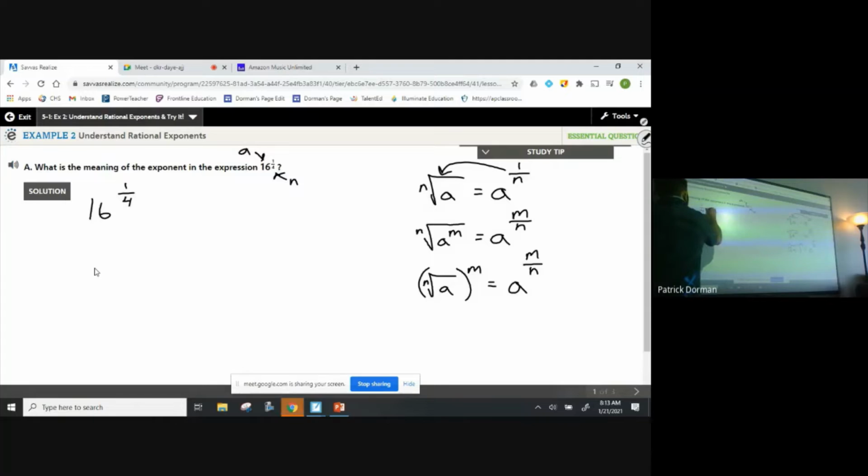If that's 4, then I can write that, right? I'll write my radical. My 4 goes here, and my 16 goes there.